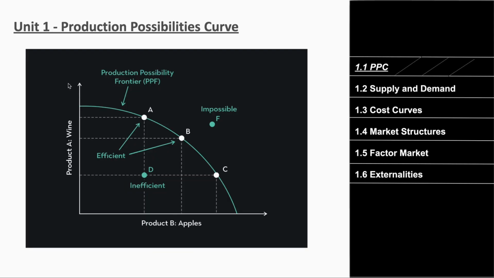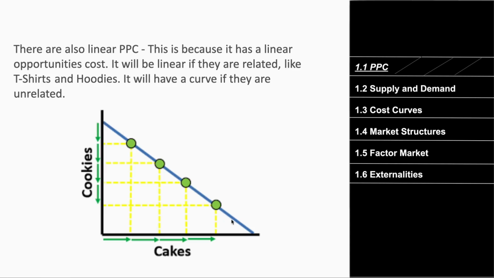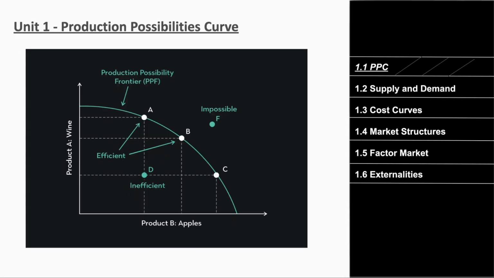Now, what we saw here was a concave graph. If it's curvy like this, that means that the two products are unrelated. So here's apples and wine. That's because there's an increasing opportunity cost. However, you can also see a linear PPC, something like this. If the two products are related, so here are cakes and cookies, or let's say t-shirts and hoodies, then it's a linear graph because it's a constant opportunity cost. So just make sure you know if two products are related, you have a linear PPC. If two products are different, you have a concave or curvy PPC.